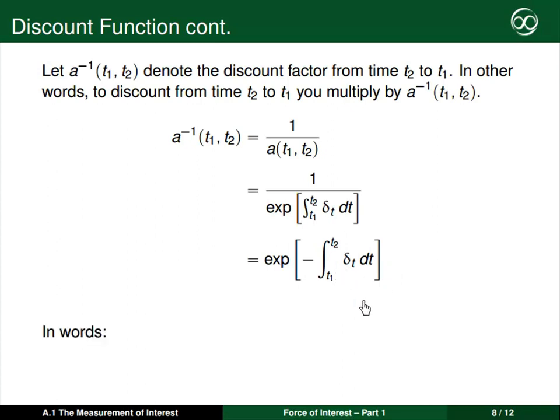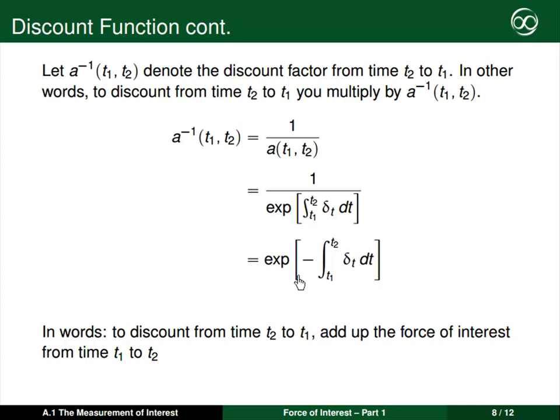And of course, in words, this says if I want to discount from time t2 to time t1, add up the force of interest from time t1 to time t2, take the negative. Don't forget to take the negative. If you don't take the negative, then you're accumulating, you're not discounting. So take the negative and then take the exponential.